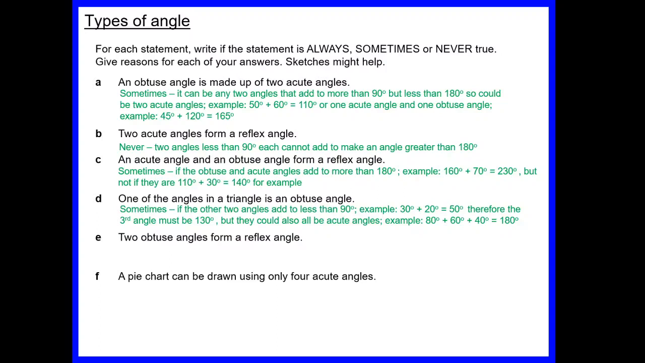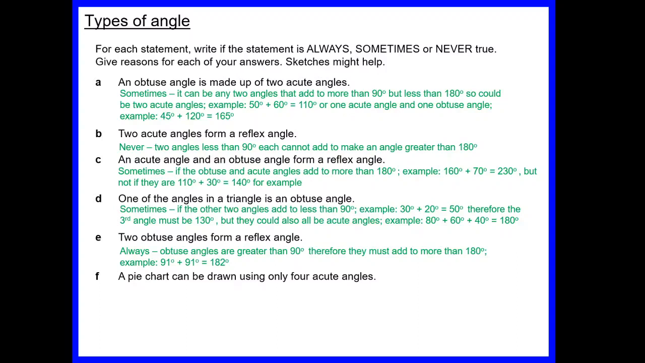So one of them does not always need to be obtuse. E then, two obtuse angles form a reflex angle. That is always true. So obtuse angles are greater than 90 degrees. Therefore, if we have two of those, they've got to add to more than 180 degrees, which is a reflex angle. So the smallest angles to the nearest whole degree we could have that are obtuse angles are 91 degrees, so 91 plus 91, but that gives us 182, which is more than 180, so therefore a reflex angle.